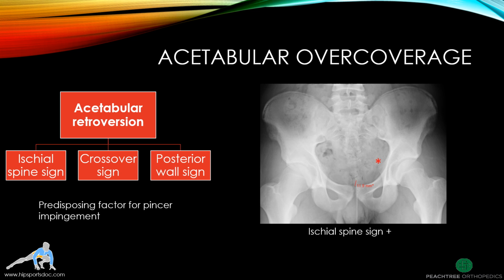Acetabular retroversion has been established as a predisposing factor for pincer impingement. It can be visualized with three qualitative signs on the AP view. In the image, the ischial spine sign is positive when the ischial spine is visible, which is marked with a red asterisk.